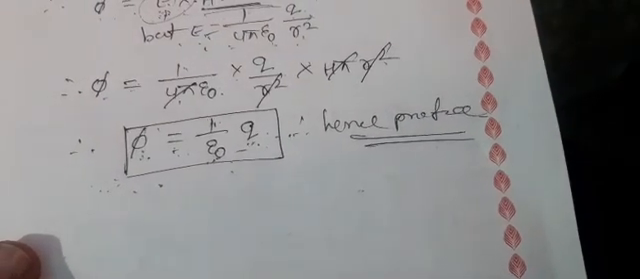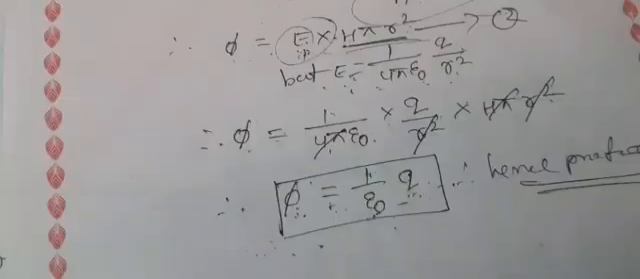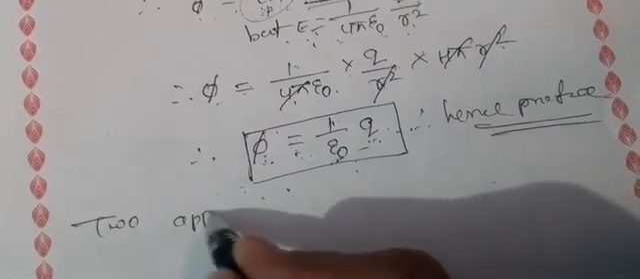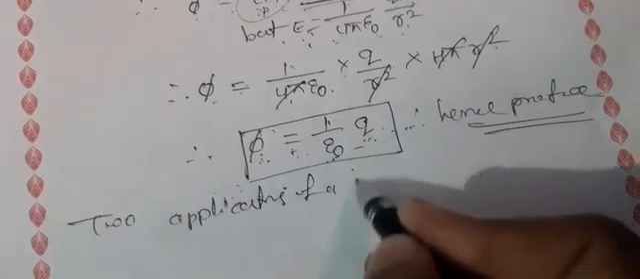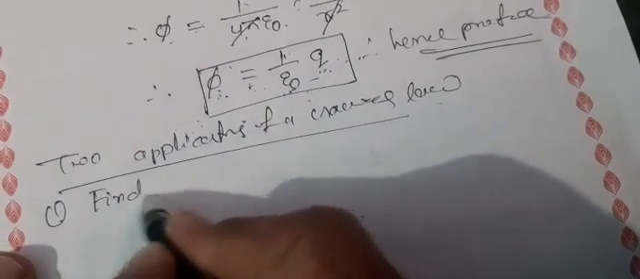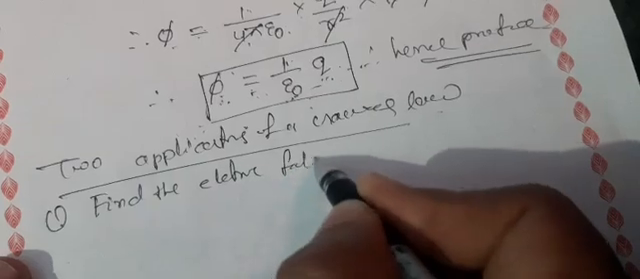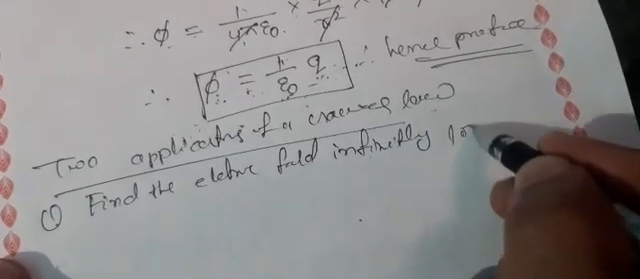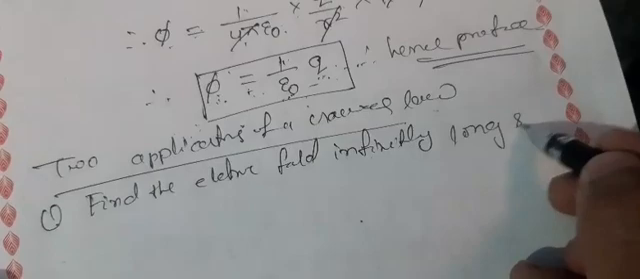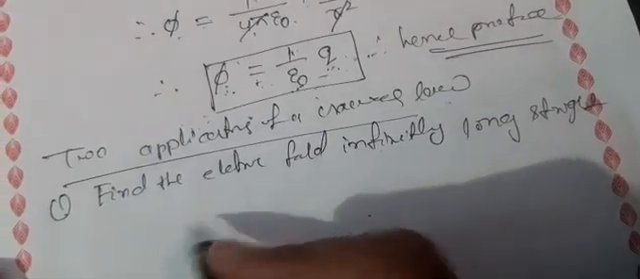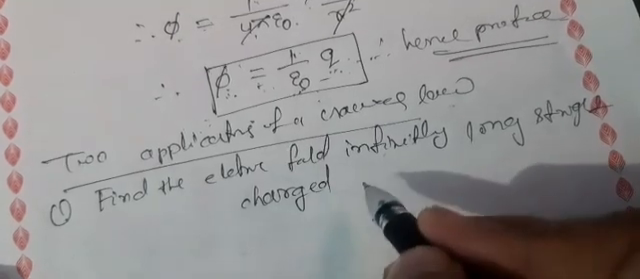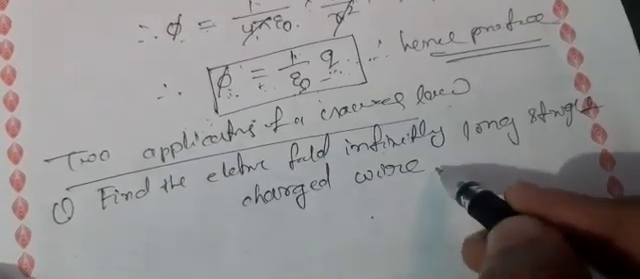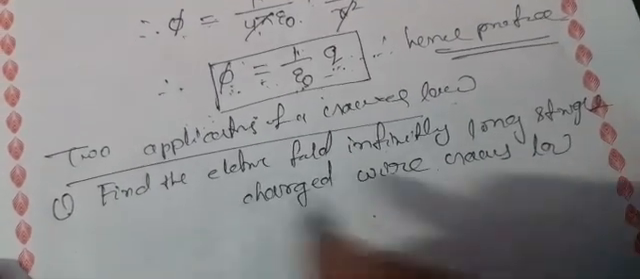There are two applications of Gauss law. The first application is to find the electric field due to an infinitely long straight charged wire, a long straight uniformly charged wire, by using Gauss law. That is the first application.